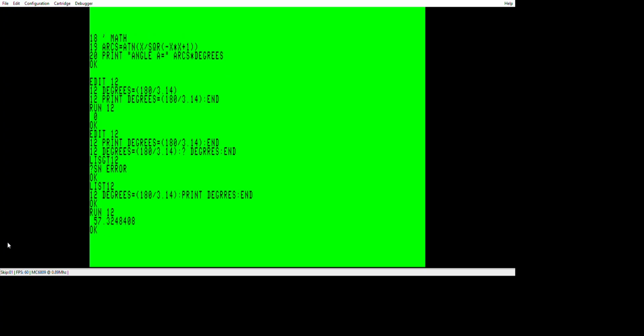So that it's 57.32 and 48408. Okay, so 1 radian is equal to that amount of degrees. And there's 6.28 radians in the circle.